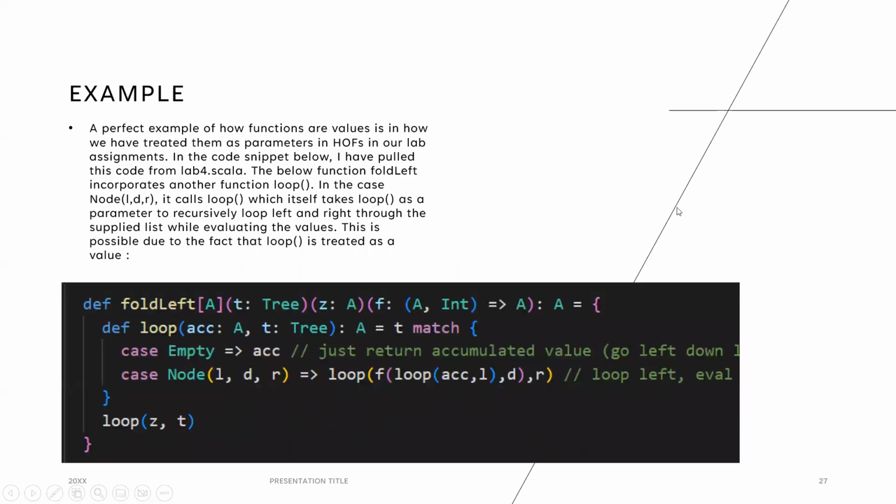So I pulled an example from the lab4.scala file. I chose foldLeft for this one, because foldLeft actually incorporates another function, loop. And then in case Node LDR, it calls loop again, which within loop calls loop. So it's a higher order function that is treating loop as a value within the higher order function's parameters. This would not work if it did not treat functions as values, because it wouldn't know what to make of it. So it's able to parse through the result and actually see it as a value.